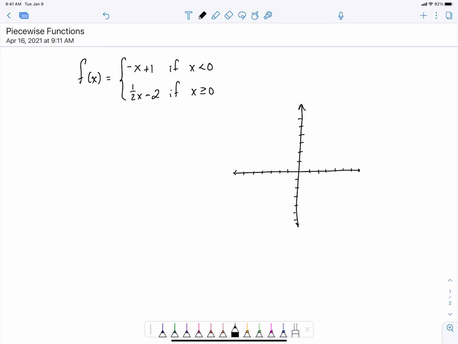Hi all, we got a great question about this piecewise function here. So I thought I'd walk you through how I graph a function like this.